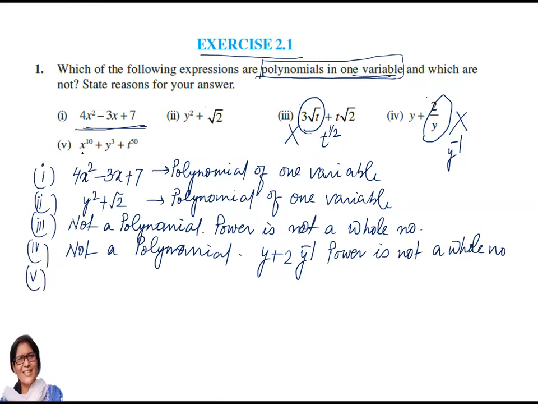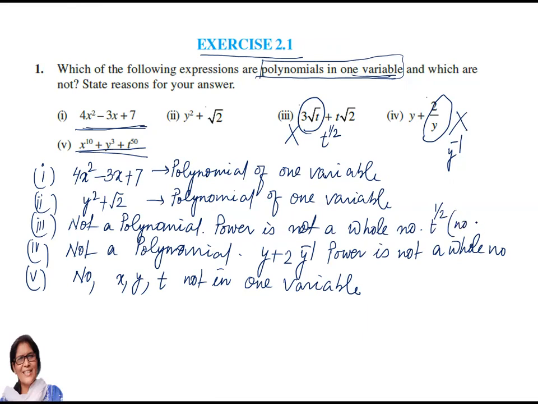Fifth one. This is a polynomial, but not in one variable. There are many variables. x is there, y is there, t is there. So not in one variable. So I hope you have understood. Third one, t means this is not a whole number.